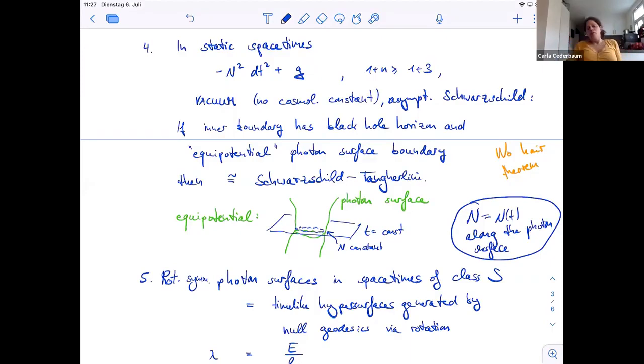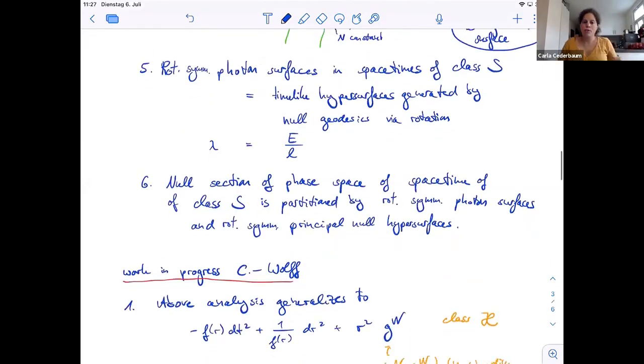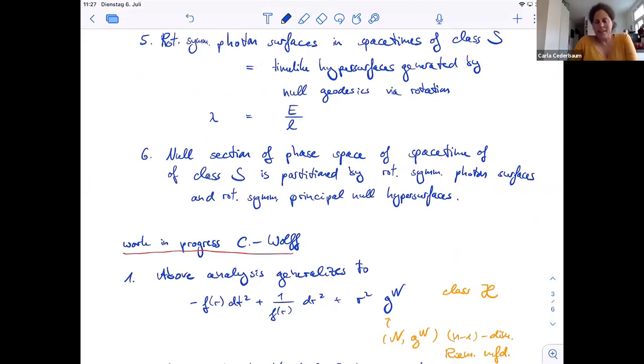Another thing we can show, which maybe is closer to things that people here in this virtual room consider, is that rotationally symmetric photon surfaces in spacetimes of class S are actually the same thing as time-like hypersurfaces generated by null geodesics via rotation. So if I have any null geodesic with vanishing angular momentum, and I rotate it in space and around all the sphere of the spherical symmetry, then it creates a time-like hypersurface.